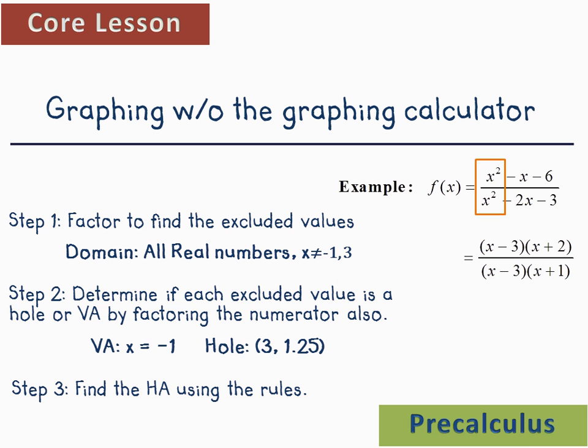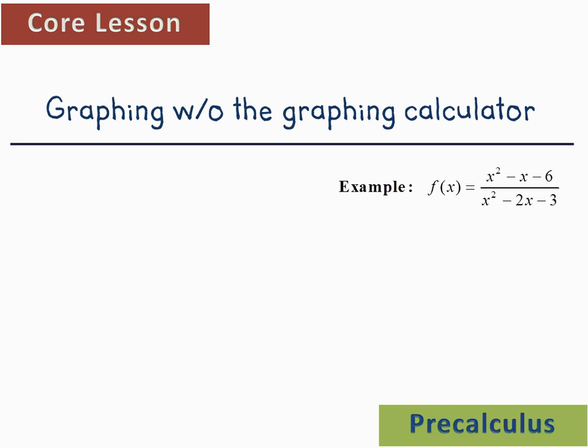Step 3 is to find the horizontal asymptote using the rules. If you look at the original equation, you have x squared over x squared, and which rule would that be? You're right, it would be when the degrees are equal, and when the degrees are equal, you take the leading coefficients, 1 in this case, divided by 1, and so our horizontal asymptote is y equals 1. Using this information now, we just got to graph it.